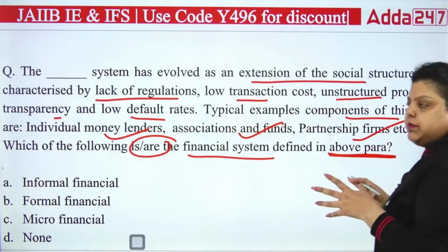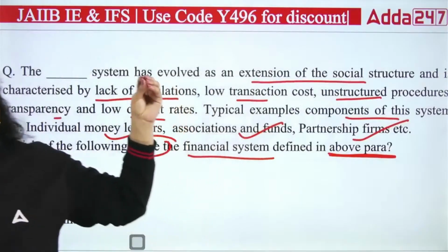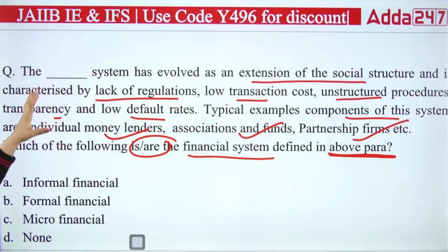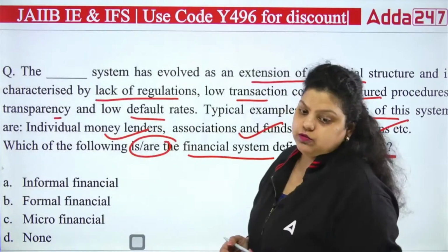So one para has been given to you, and it is defining a certain financial system. You have to answer out of these four which financial system is defined here. Is it an informal financial system, formal financial system, micro financial system, or none of the above? A, B, C and D. Out of these, which of the following is correct?